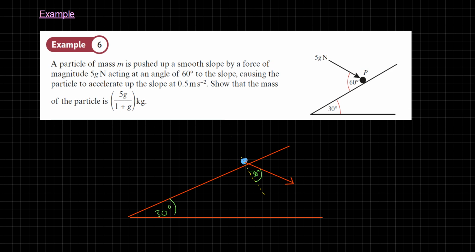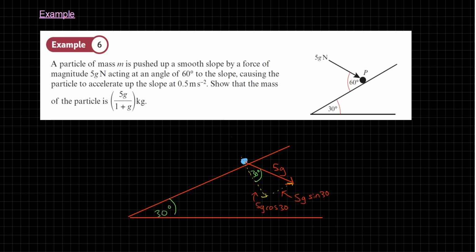And we can finish off splitting up that component of that 5g force. So if that's 5g, therefore we have that this bit is going to be 5g sine 30, and that bit there is 5g cos 30. Okay, great. What other forces are acting on it?